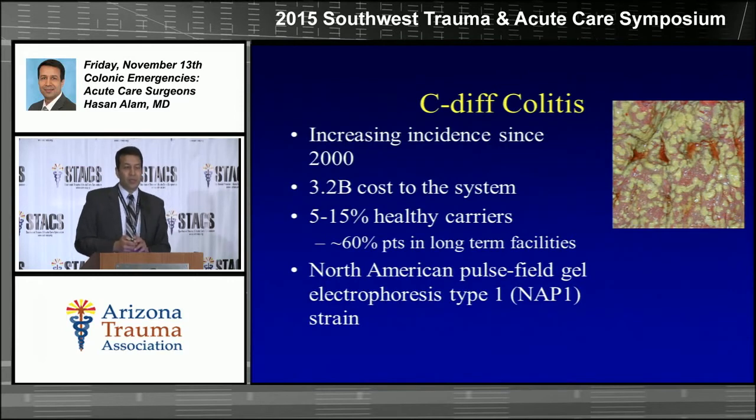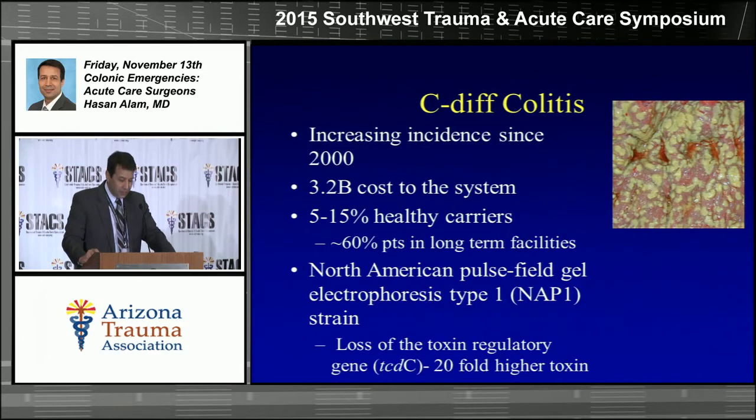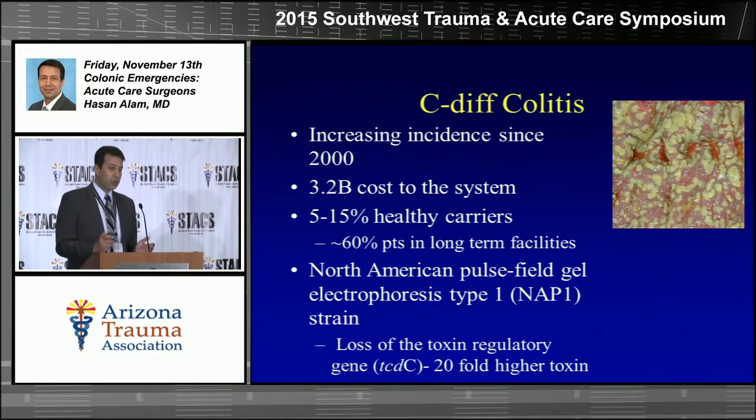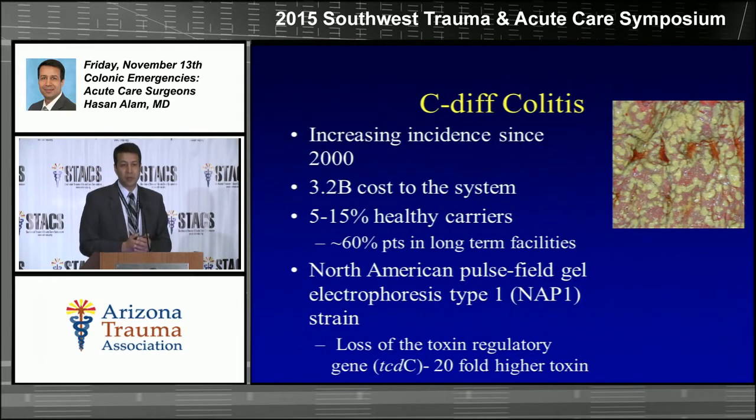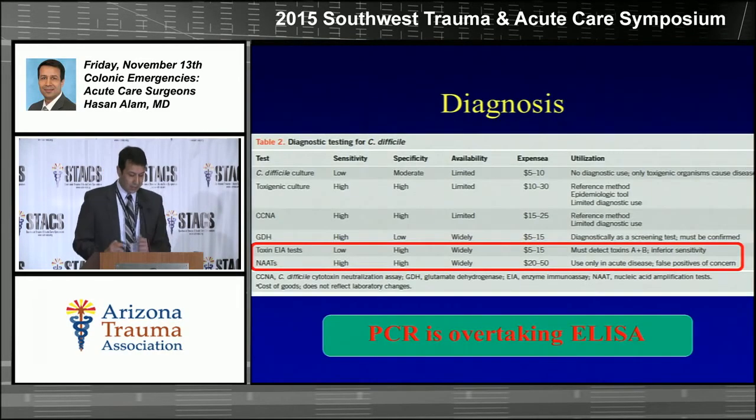What has changed over the last few years is the emergence of a brand new strain. The unique thing about the strain is that the regulatory gene that blocks the production of toxin is absent. So if you are infected with this strain of C. diff, the toxin that you make is about 20 to 30-fold higher than the conventional strain. So highly lethal, highly toxic strain, and now that's pretty rampant. So let's talk about how to diagnose.